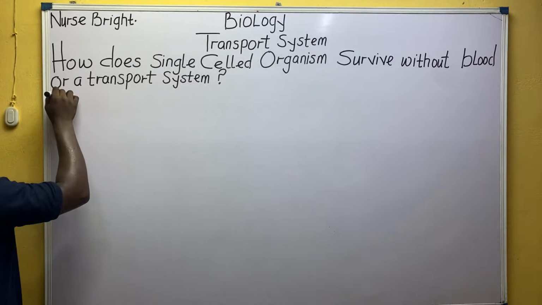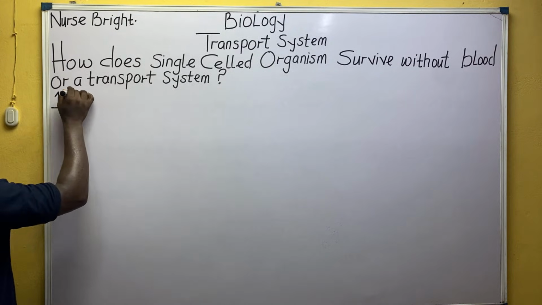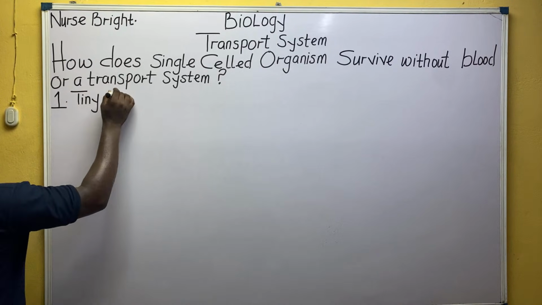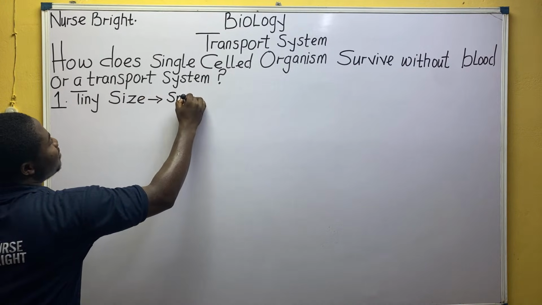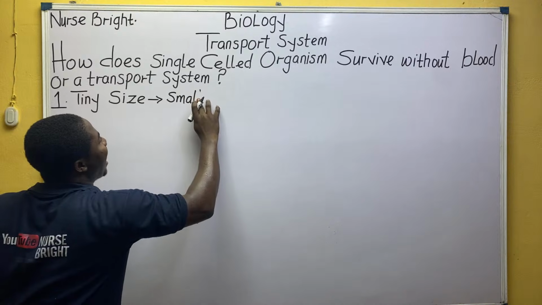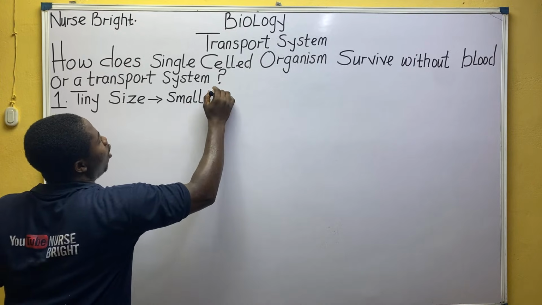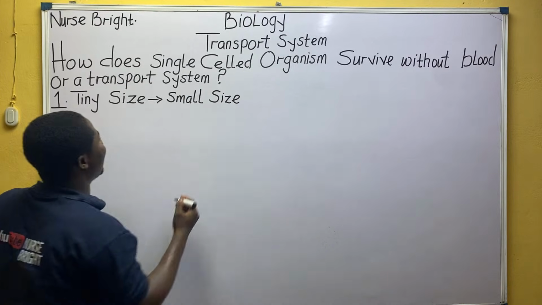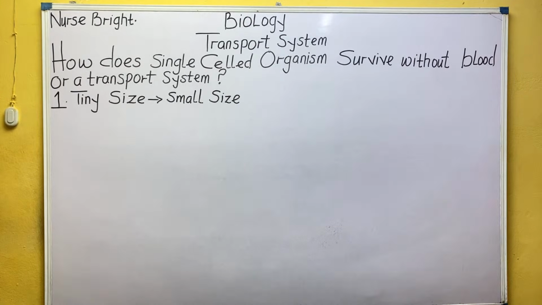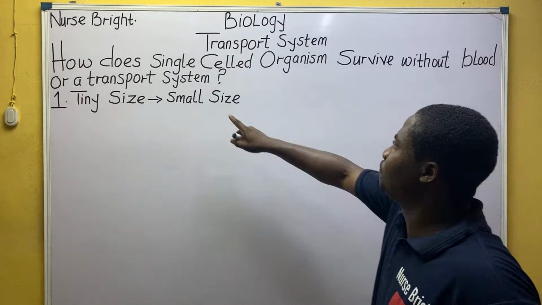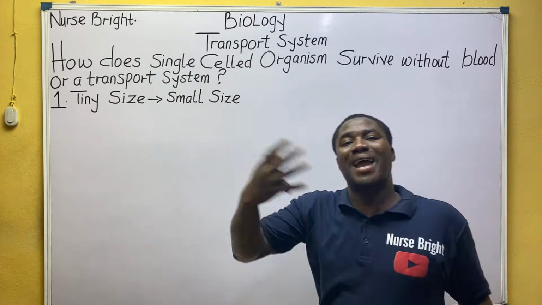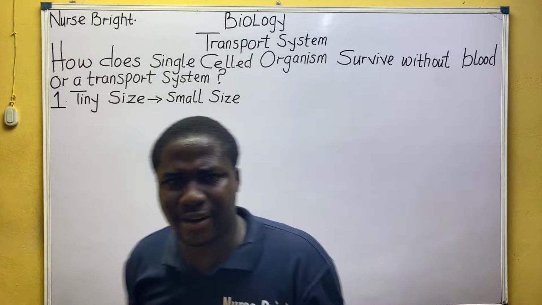number one, their tiny size. Or if you don't say tiny size, you can simply say because of their small size. Now I'm going to explain and give you a reason why this happens. Most of these organisms are basically microscopic. These single-celled organisms are microscopic, meaning that you cannot see them with your naked eyes. You have to use a microscope.